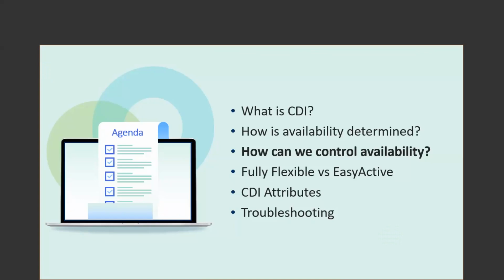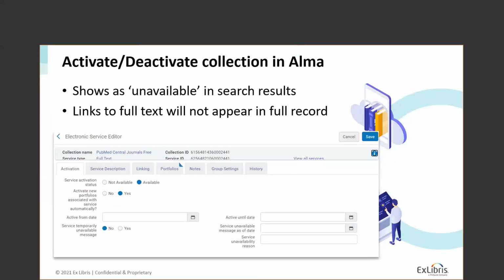So we talked a bit about how availability is determined, how Primo VE knows what you have access to in Alma. So let's talk about the ways that you can potentially control availability. There are basically four different options available to you to affect what happens between the Alma collection and the CDI collection. Starting with the simplest, which is basically just activation or deactivation. So is your service available to your users?